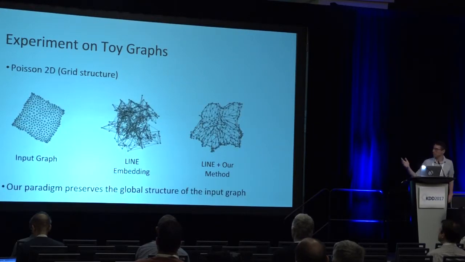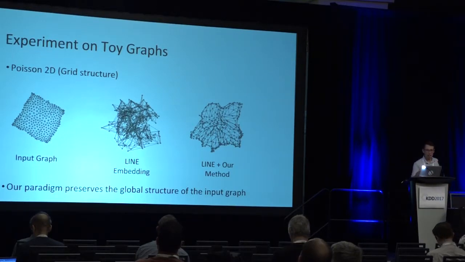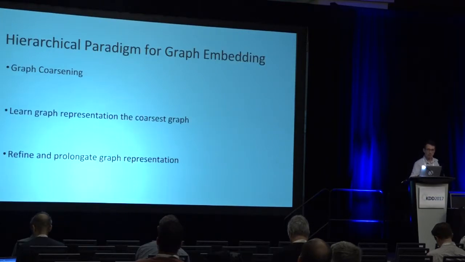Similarly, here's another 2D structure. Here's a grid. You get something that doesn't look a lot like a grid here or a plane. But if you do this again using our preprocessing, you get something that looks like a plane at the end. So really, this paradigm is about preserving these global structural properties that previously might be ignored. So the paradigm is really straightforward.